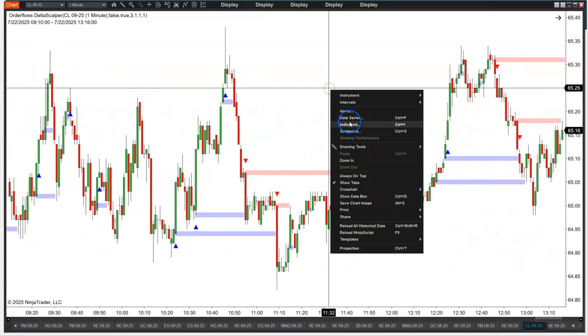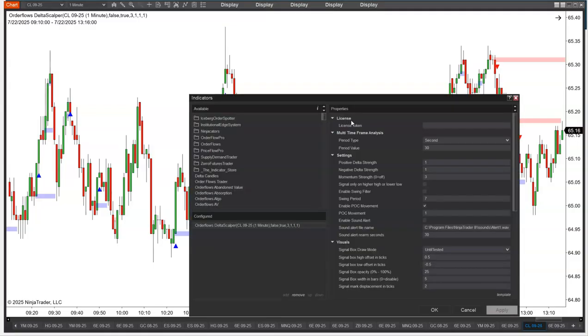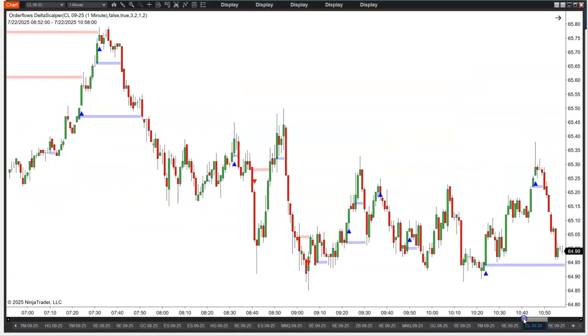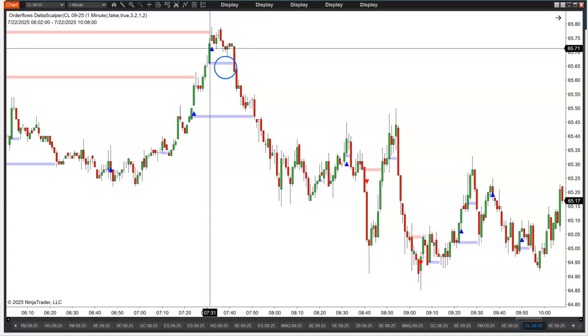All right, but again, you can adjust these settings. Positive delta strength, negative delta strength. You could go up a little bit higher. I like to use 1, 2, stronger. The stronger you go with the delta strength settings, honestly, the fewer signals you will get. All right, so you can see here.